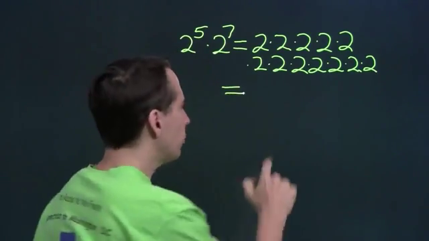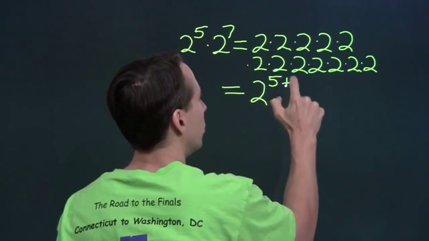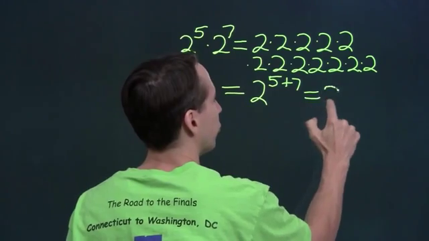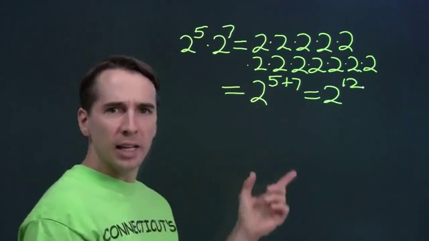That means I have a total of just 5 plus 7 2's. So this is just 2 to the 5 plus 7. And of course, that's just 2 to the 12th. So we just added up the exponents.